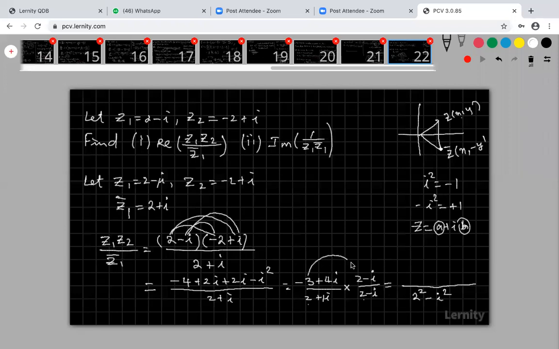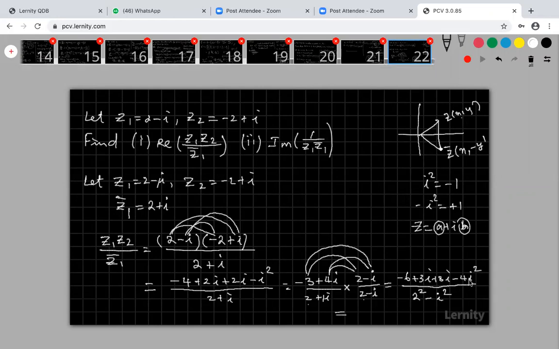Numerator, you just multiply. 3 into 2 is 6, minus 3 into 2, and minus 3 into minus i, plus 3i. Okay, and multiply these two: 4i into 2, that is 8i. Okay, and multiply this 4i into minus i, so therefore minus 4i square. So therefore what is my answer? My answer is here minus 6, here minus i square is minus 1. Minus 1 into minus 4, it becomes plus 4.